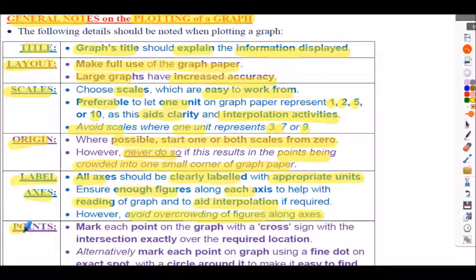And finally, the points. Suggested to mark each point on the graph with a cross sign where the intersection of the cross is exactly on the location required. Alternatively, we could mark each point on the graph using a very fine dot to mark the exact spot with a circle around it to make it easy to find. That's just some tips and wrinkles when you're plotting graphs and presenting them to other engineers or in reports.